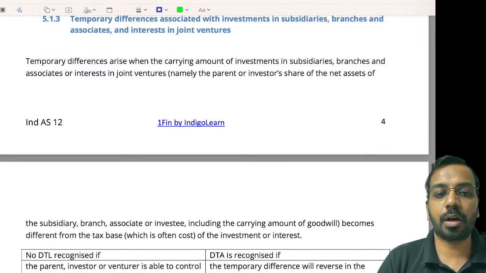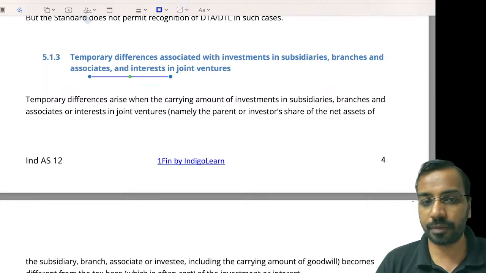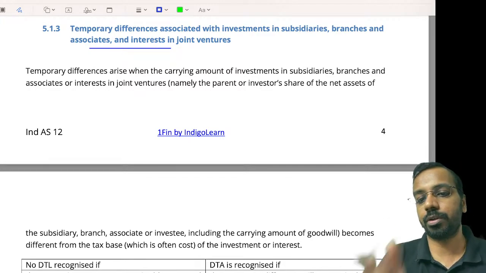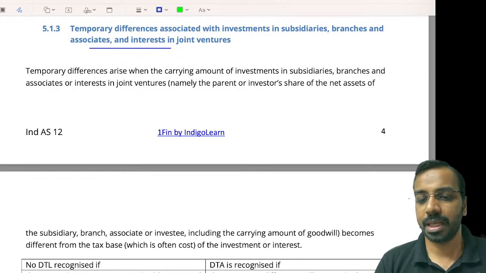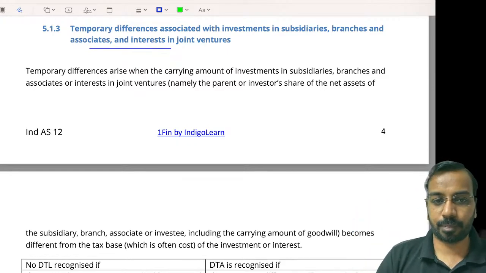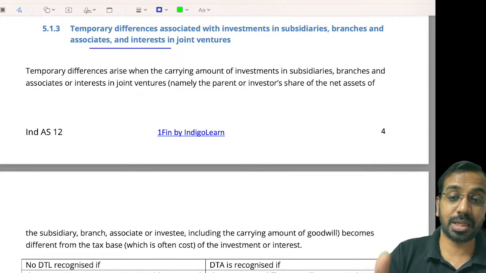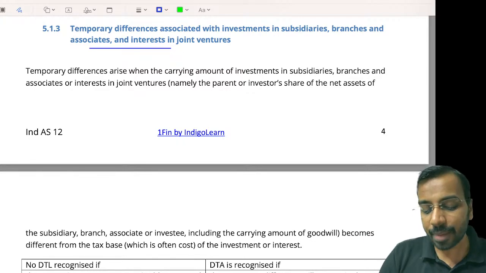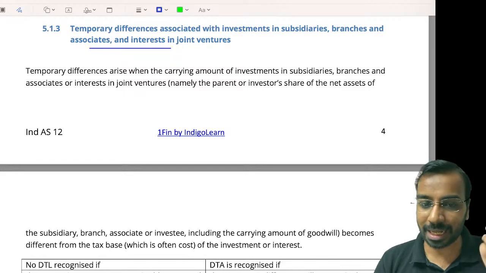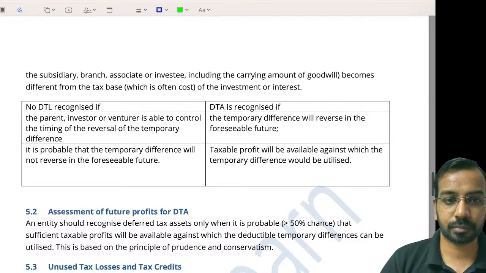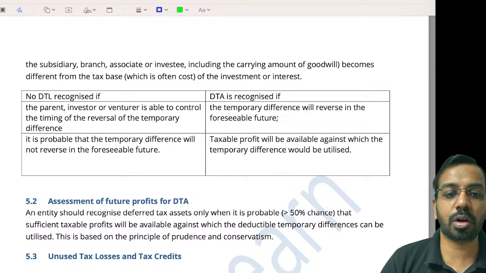Now, whenever we do the accounting for associates, interest in joint ventures and all of that, sometimes the tax base will be different from the carrying amount. For example, an associate. We have understood that in associate accounting we add the share of profit. As far as taxation is concerned, taxation says your cost will be cost. You will not be able to change the cost. But for my accounting purpose, I am adding the profit, so my carrying amount is changing. Now what the standard says is, you will not recognize DTL if the parent, investor or venturer is able to control the timing of reversal of the temporary difference.